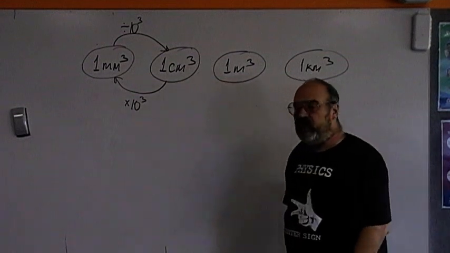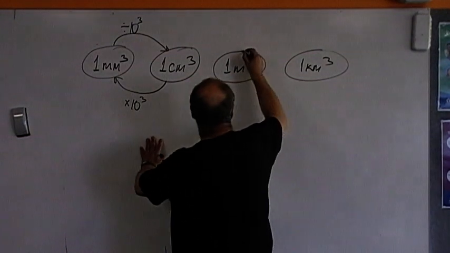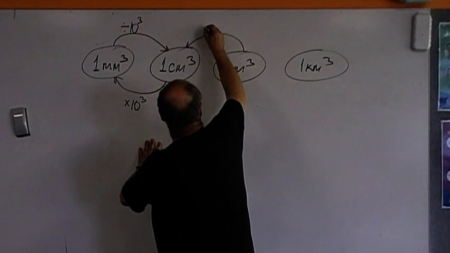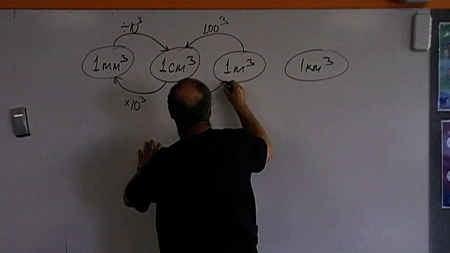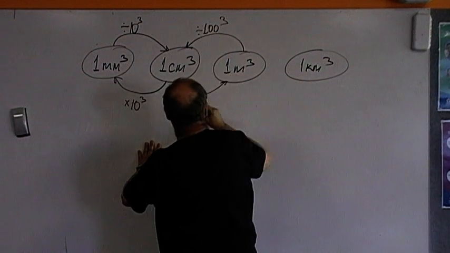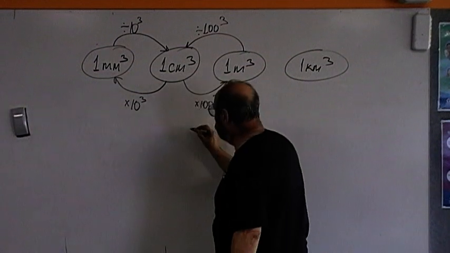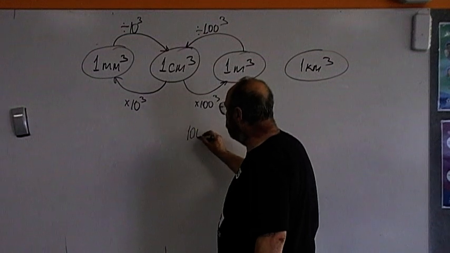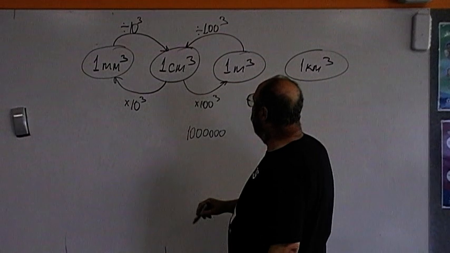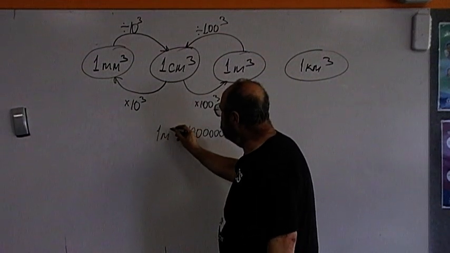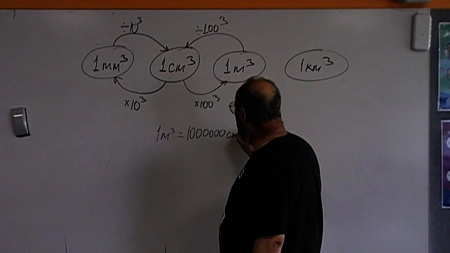Now 1 meter has 100 centimeters. So 1 cubic meter will have 100 cubed. We divide by 100 cubed, or we multiply by 100 cubed, and 100 cubed is 100 times 100 times 100, which is 1 million. So 1 cubic meter equals 1 million cubic centimeters.